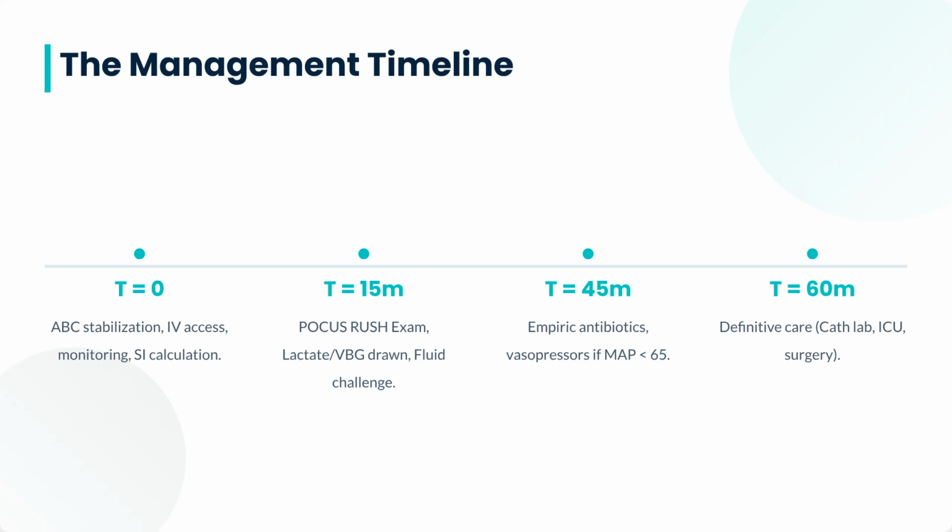The management timeline is structured. At t equals 0, perform ABC stabilization and calculate the shock index. By t equals 15 minutes, complete the RUSH exam and a fluid challenge. At t equals 45 minutes, initiate empiric antibiotics and vasopressors if needed. T equals 60 minutes is the goal for definitive care.